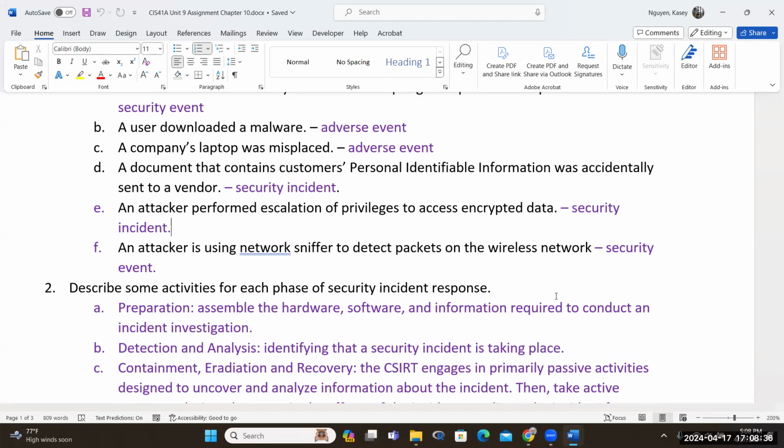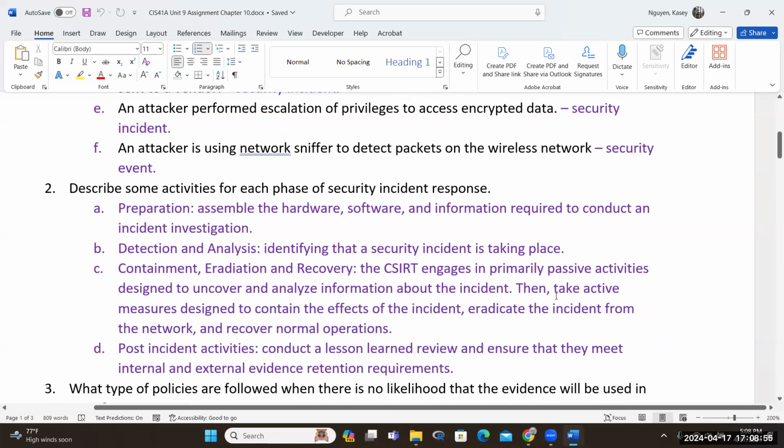Then sometimes you are responding to an incident as it occurs, right? Like the company is being attacked currently. Like a denial of service attack is happening on one of your servers. So that means for the detection and analysis, we would then identify that a security incident is taking place.